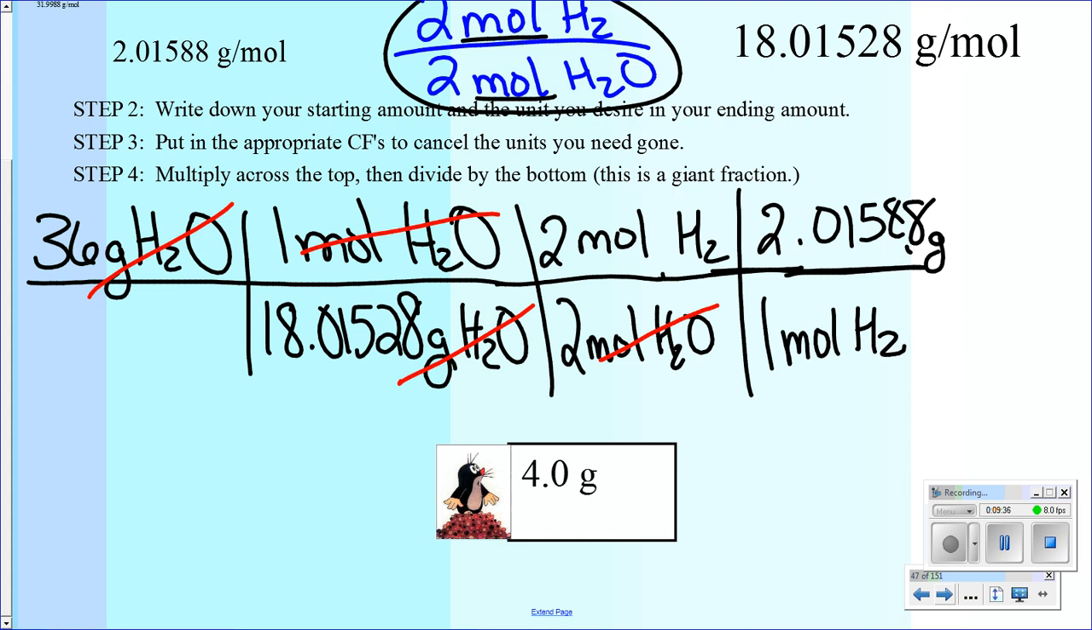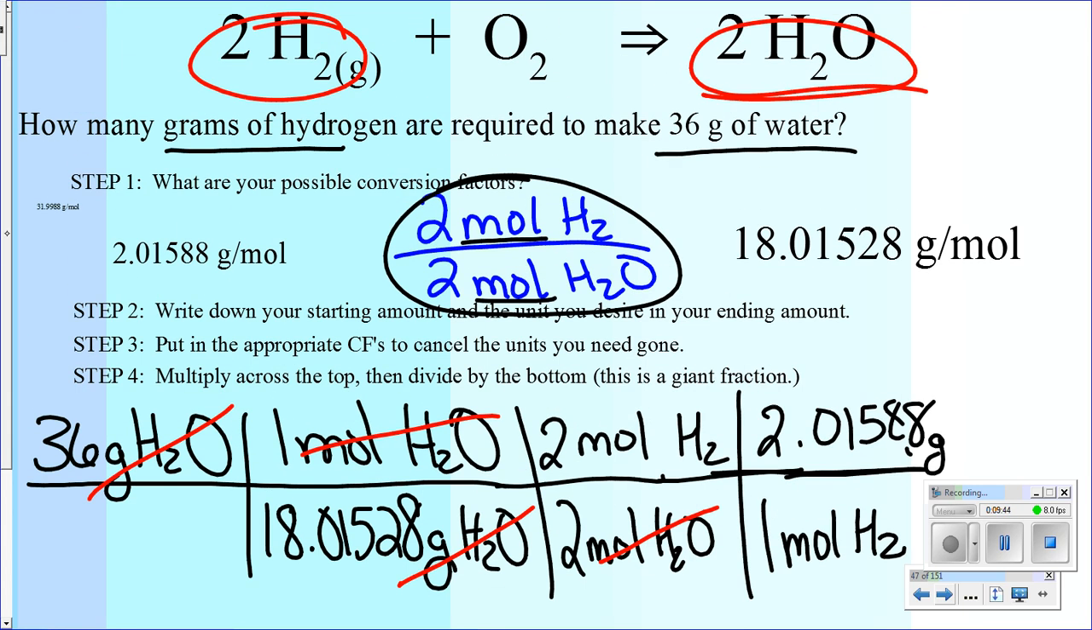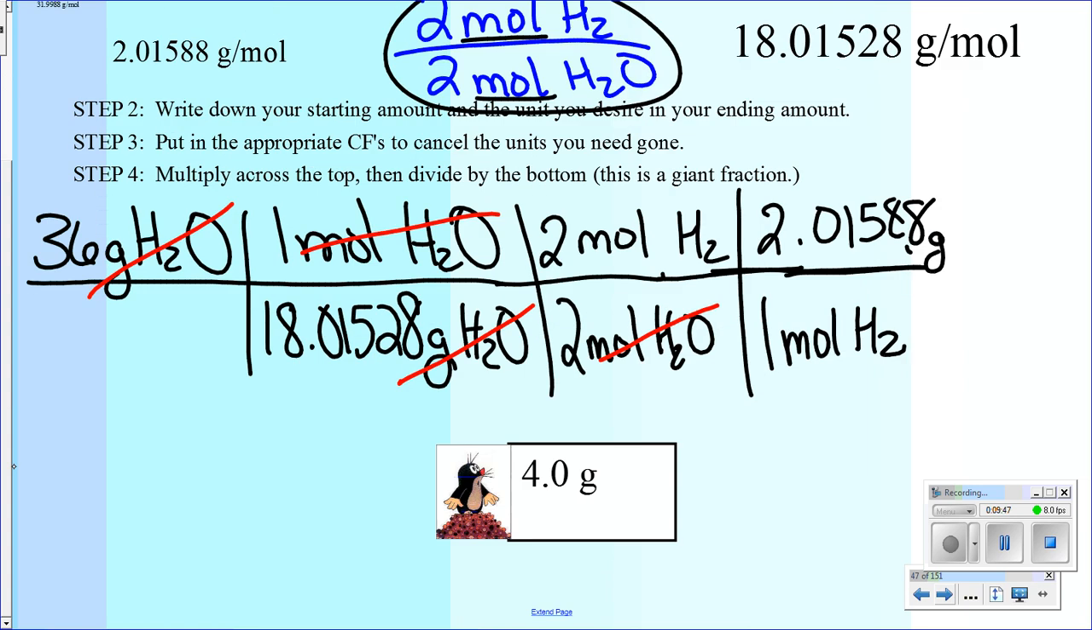Now, in terms of thinking about if this makes sense, 36 grams of water is about 2 moles of water. So you should expect to produce about 2 moles of water, and that should require about 2 moles of hydrogen, which is about 4 grams.